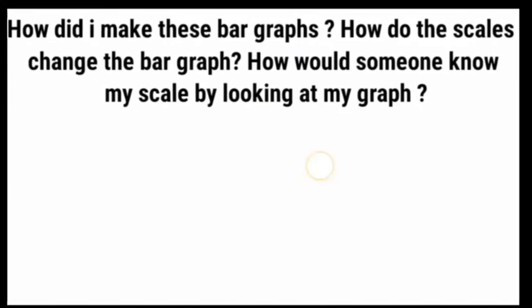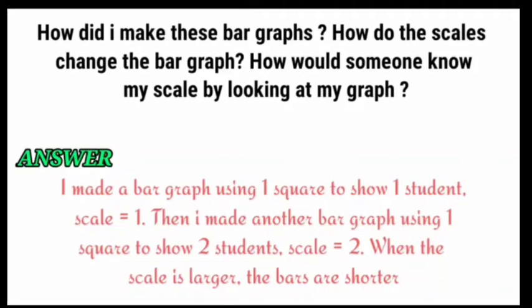How did I make these bar graphs? How do the scales change the bar graph? How would someone know my scale by looking at my graph? Now I made a bar graph using 1 square to show 1 student, scale equals 1. Then I made another bar graph using 1 square to show 2 students, scale equals 2. Here the scale is different. One time scale equals 1 and another time scale equals 2. When the scale is larger, the bars are shorter.